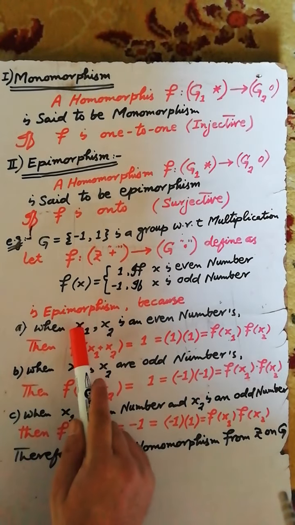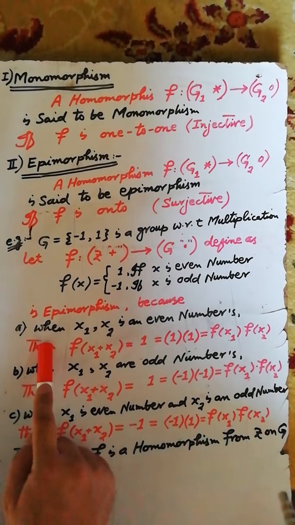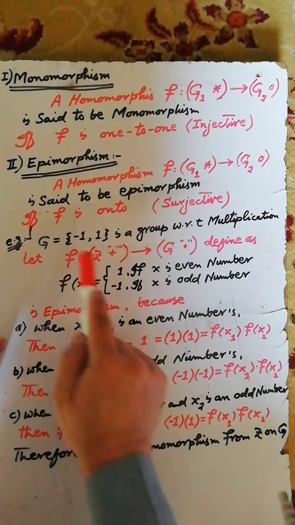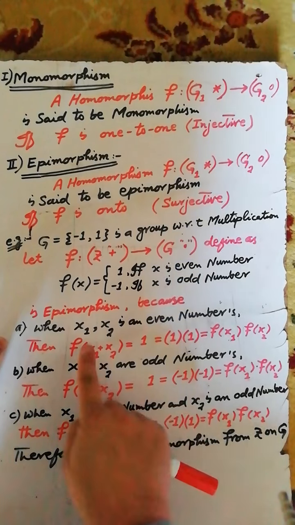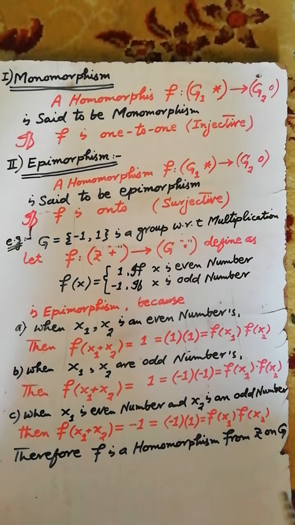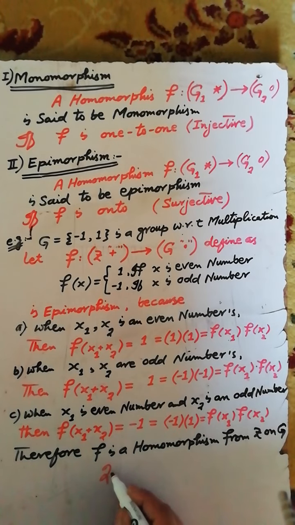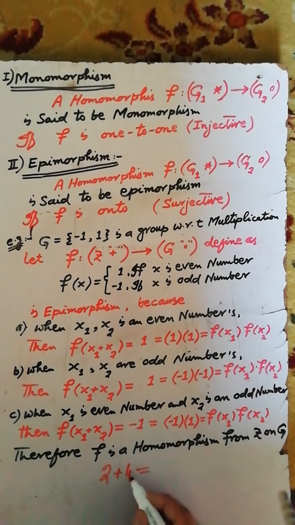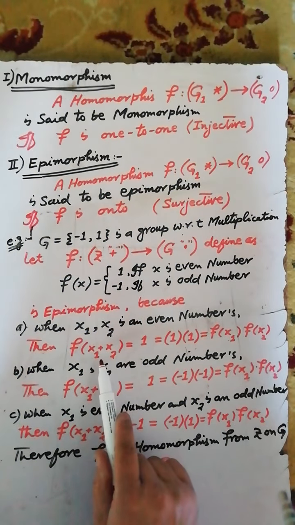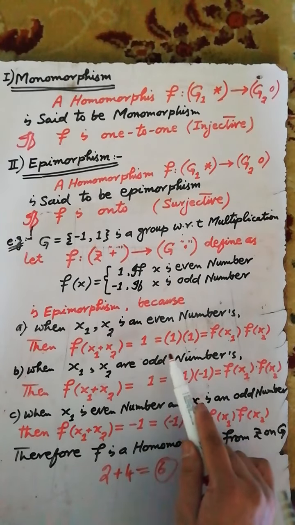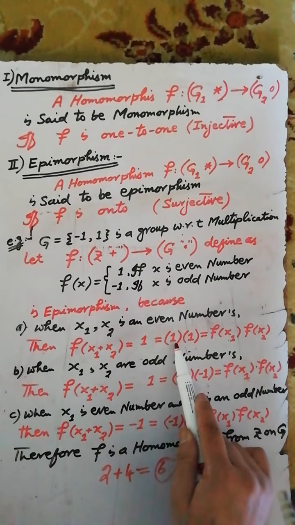This function is an epimorphism because when we select any two elements x1 and x2 from the group Z, and these elements are even numbers, then the sum of two even numbers is an even number. That is, if there are two even numbers 2 and 4, the sum of these two is an even number. Therefore, the image of this even number under the given function is equal to 1, which is also equal to 1 multiplied by 1.